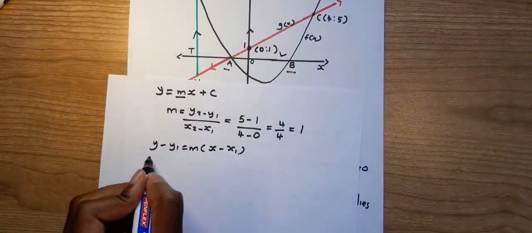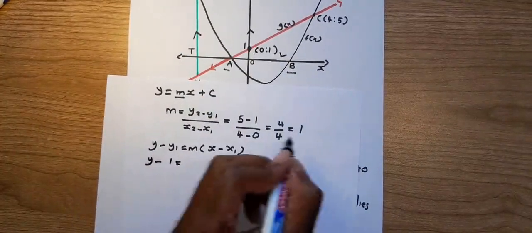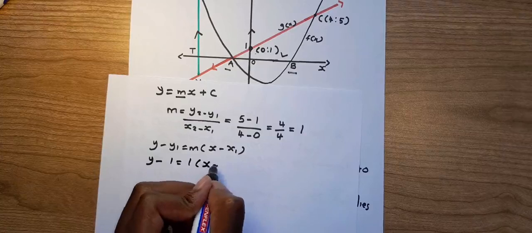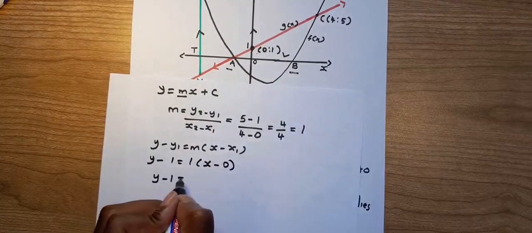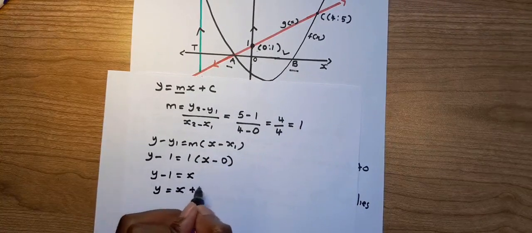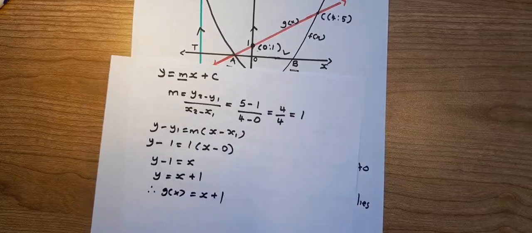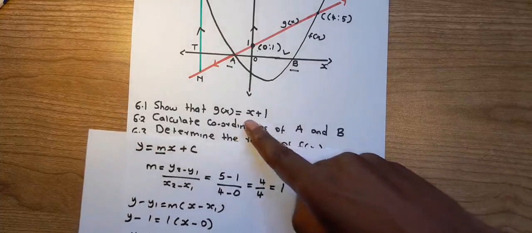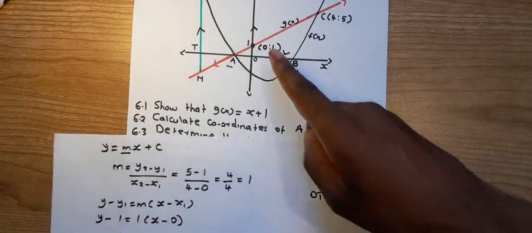So you're going to say, okay, y minus y1 is going to be this one. What is m? m is actually 1, and then x1 is actually 0, and then you're going to have y minus 1 equals x, and then you're going to say y equals x plus 1. Therefore, g at x indeed equals x plus 1. So we have actually proven that g at x equals x plus 1, which is what they wanted us to prove. So use this one with smaller numbers.